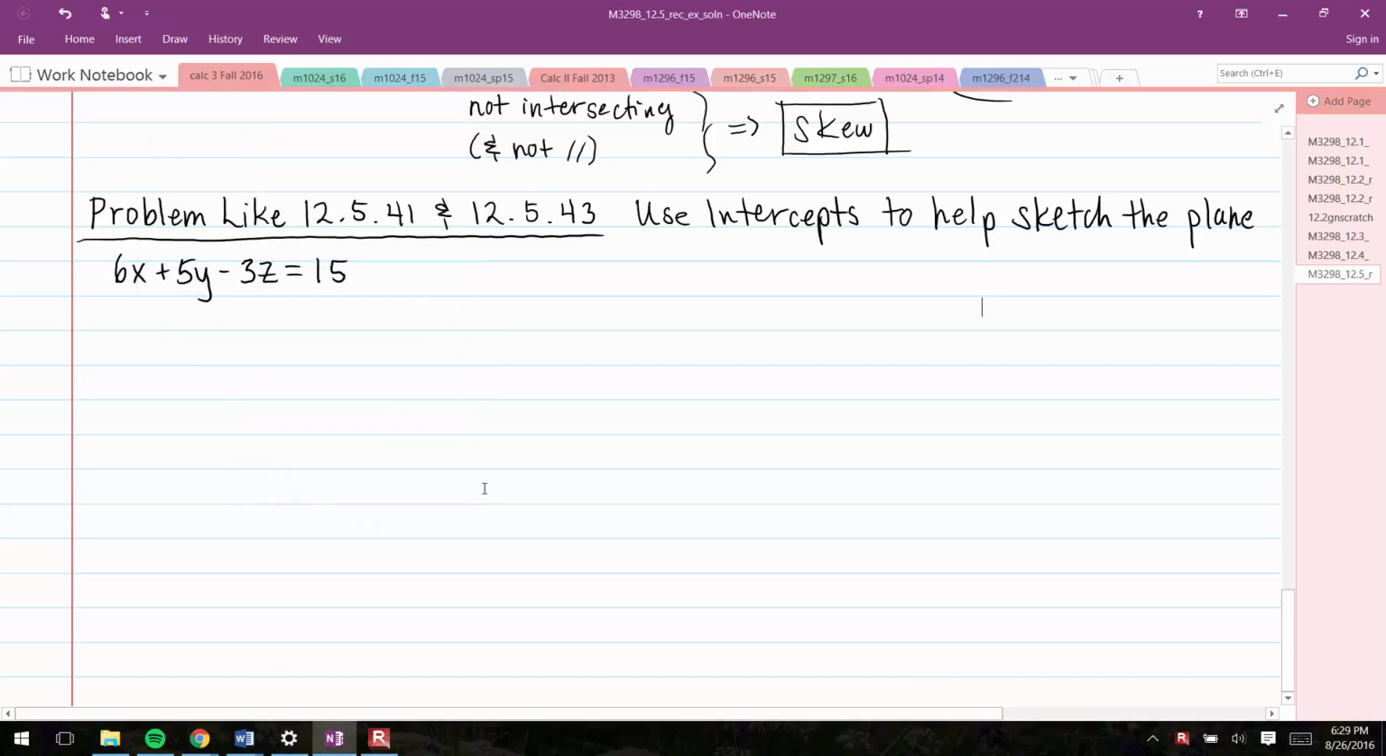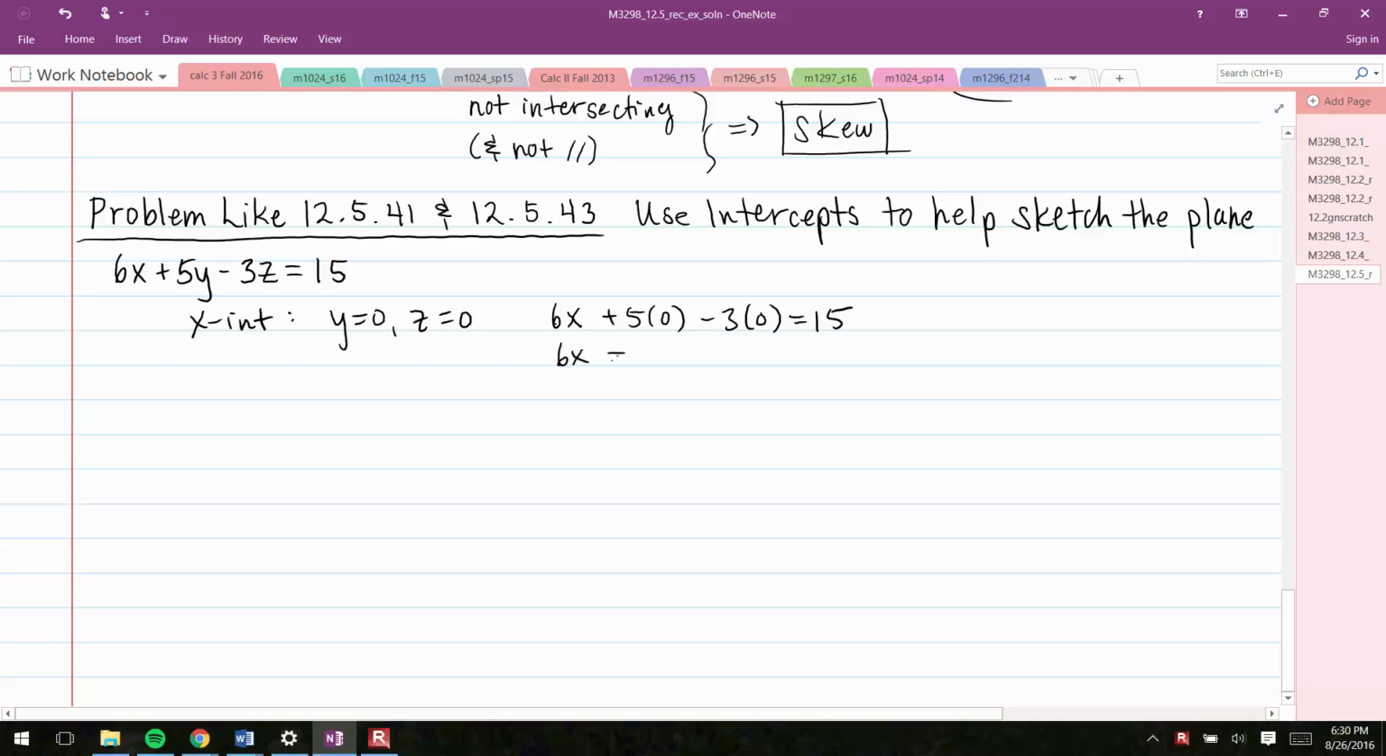We're in section 12.5. I'm going to do a problem that's like number 41 and 43. Use intercepts to help sketch the plane 6x plus 5y minus 3z equals 15. So first step, if I'm trying to find the x-intercept, is to let all the other variables equal 0. So y is going to be equal to 0, and we're going to let z equal 0. So then from there, what we're going to have is 6x plus 5 times 0 minus 3 times 0 equals 15.